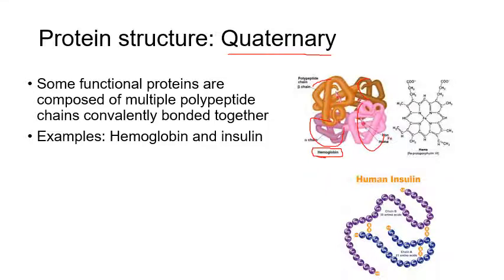But for proper functionality, it has to be put together with 4 proteins, and then it gets more folding. It gets a quaternary structure to it, instead of just tertiary. Some proteins, though, operate solely by themselves, and so they would just have tertiary structure. Okay, but some do operate together, and they would have quaternary structure.